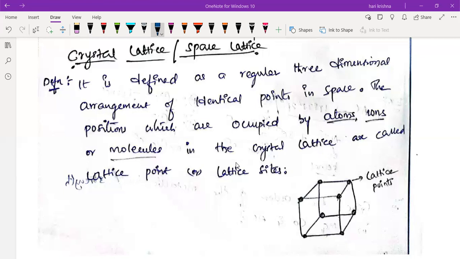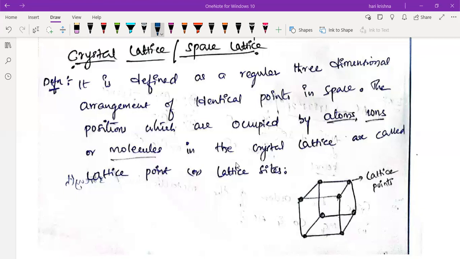So we are taking some atoms and arranging them in space in a three-dimensional way, not in one dimension or two dimensions. If you are arranging those atoms or ions or molecules in some space, that space is called a space lattice. And wherever we are placing the atoms in that space, that is called a lattice point.